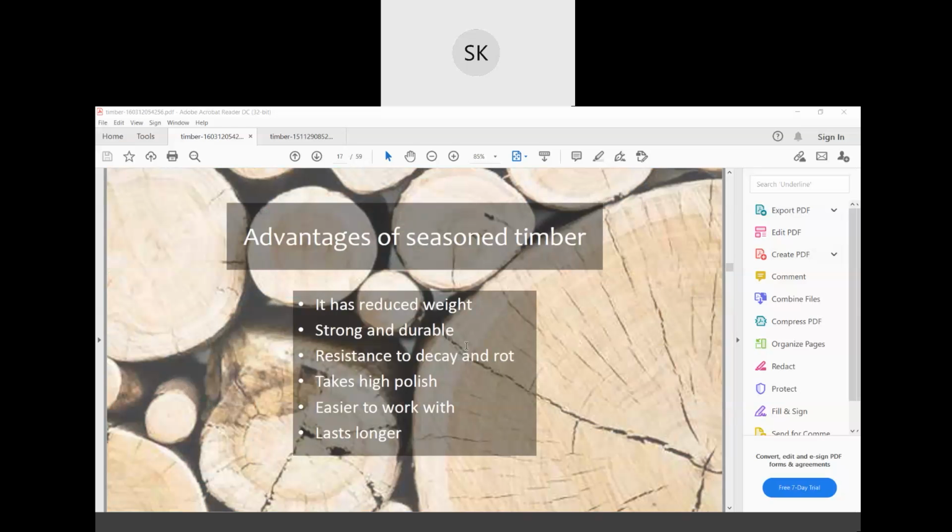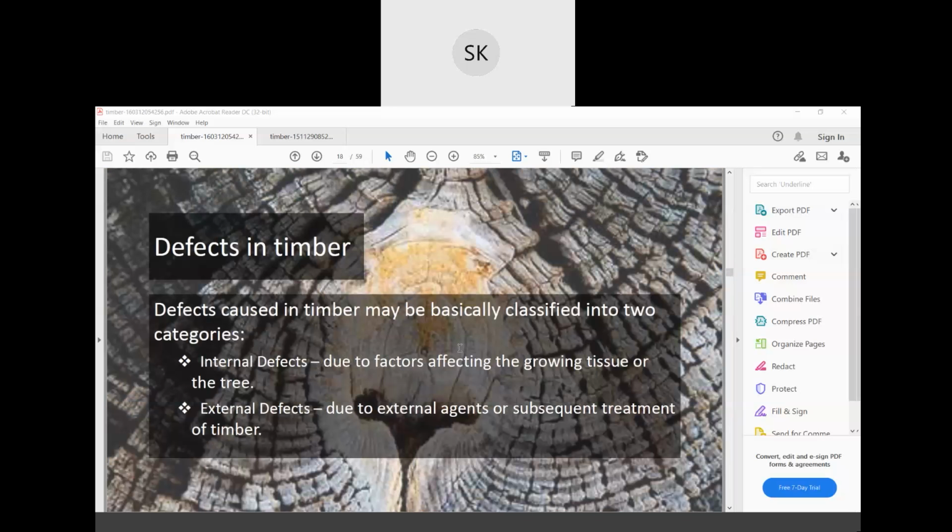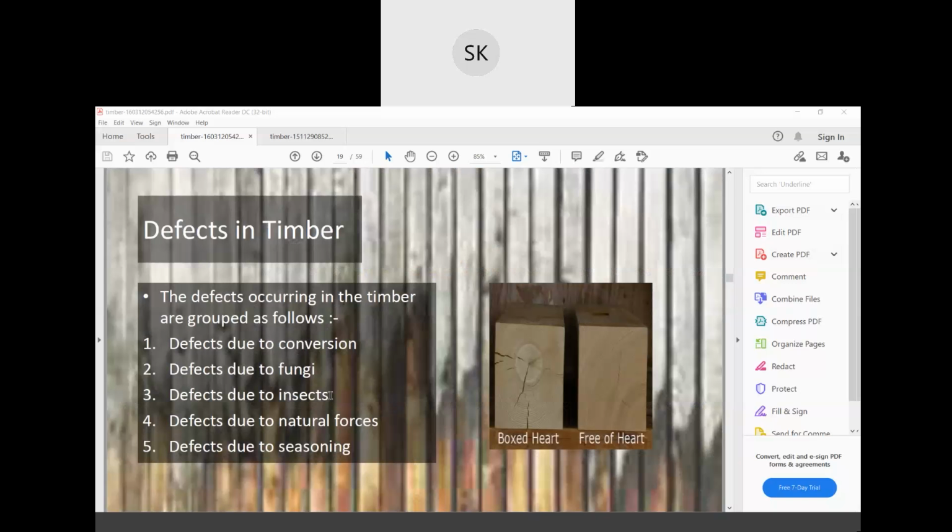These are some advantages. It reduces the weight, and it makes it strong and durable. Resistance to decay and rot, takes high polish, easier to work with, and lasts longer. Defects: there are internal defects and some external defects. Internal defects you can take as the natural defects due to factors affecting the growing tissue of the tree, and external defects you can take as due to external agents or subsequent treatment of timber.